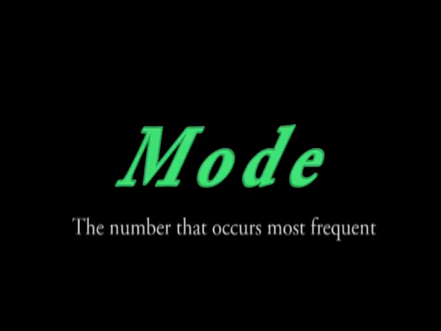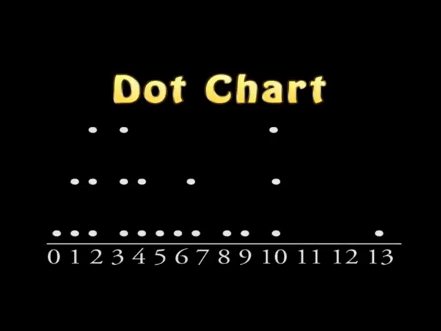A mode is the number that occurs the most frequently in a set of numbers. By looking at the graph, you see which numbers there are more of by the height the dots go. In this case, there are 3 modes, 2, 3, and 10. Each of these numbers happen 3 times.